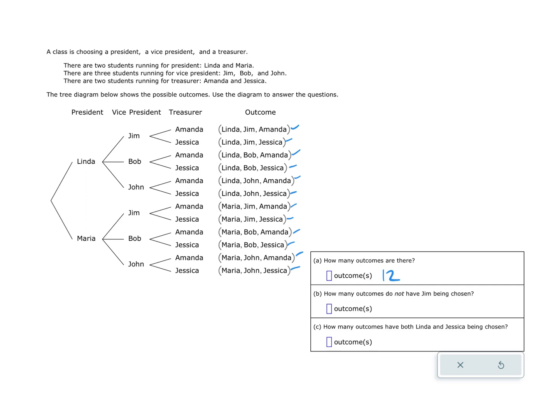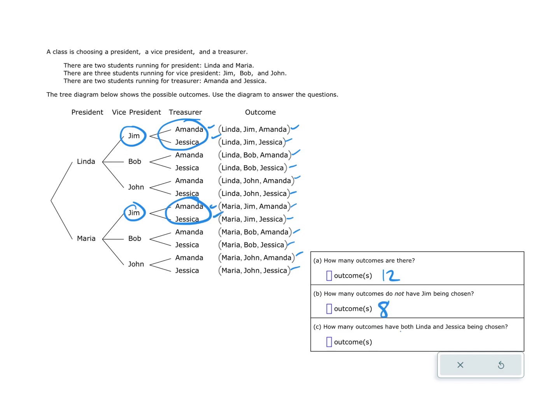How many do not have Jim being chosen? Well, anything that has Jim being chosen, so anything that's connected to Jim, so these outcomes are not going to work. So it looks like that's 1, 2, 3, 4 outcomes. So 12 minus 4 is 8.